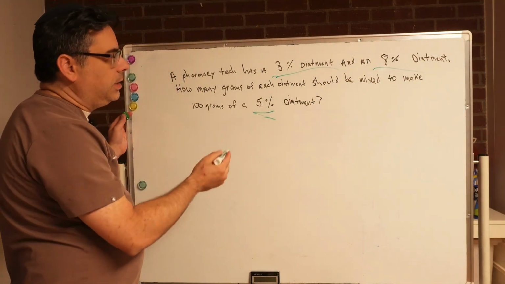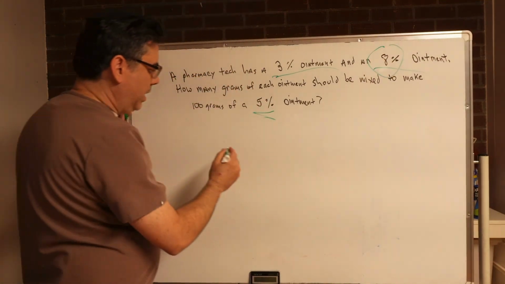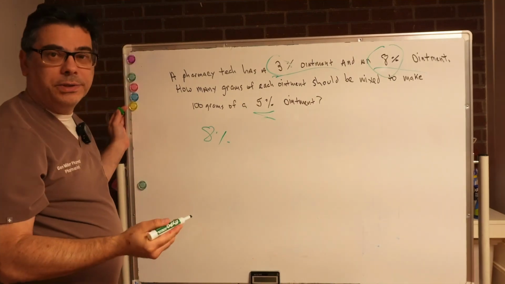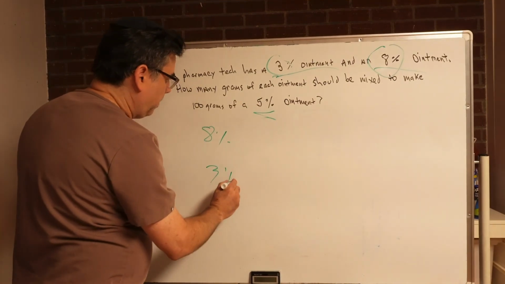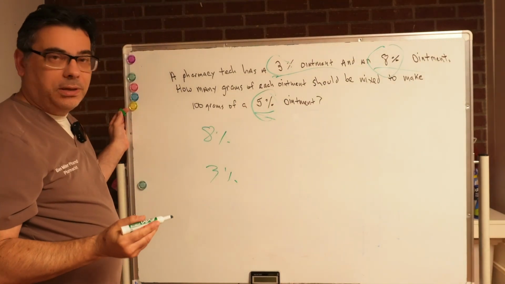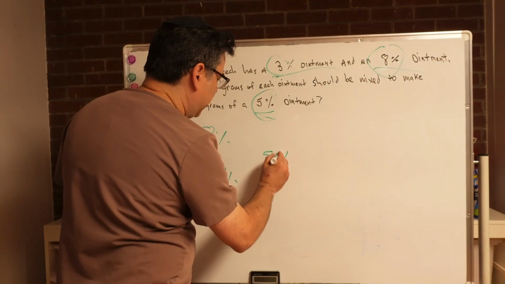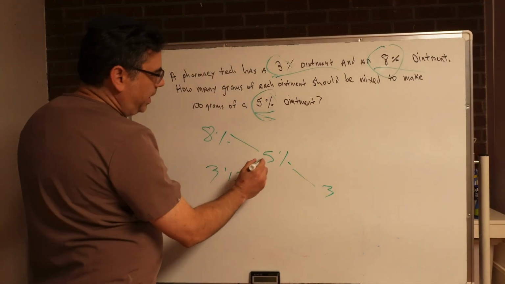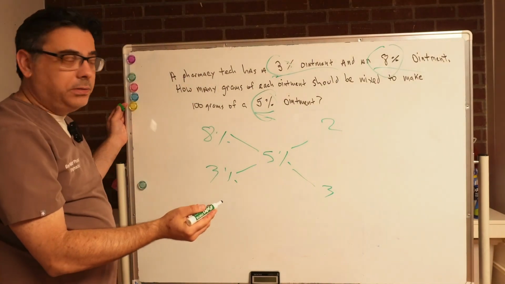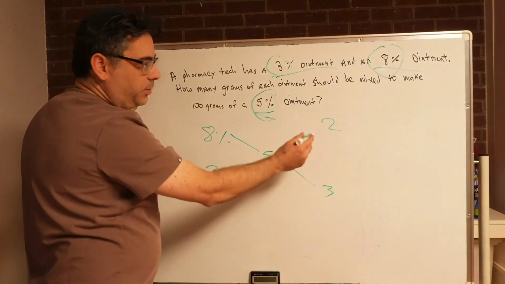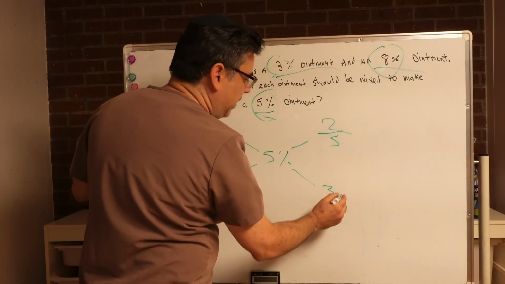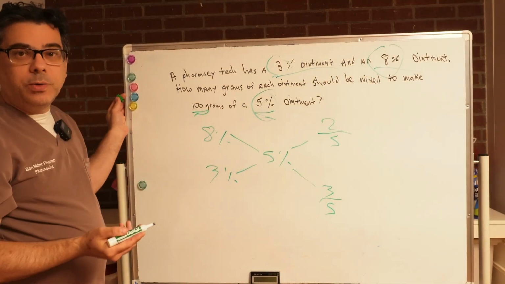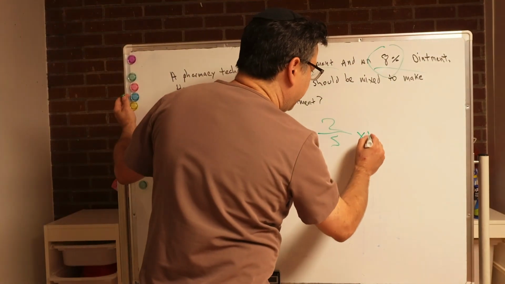So we're going to put the larger percent, the 8%, on top, and then the 3% goes on the bottom. What you want to make always goes in the middle, 5%. So we do 8 minus 5 is 3, 5 minus 3 is 2. To get the denominator, we just add these two numbers together. So that's 2 over 5, 3 over 5, and we want to make 100 grams. So we're going to just multiply this by 100.